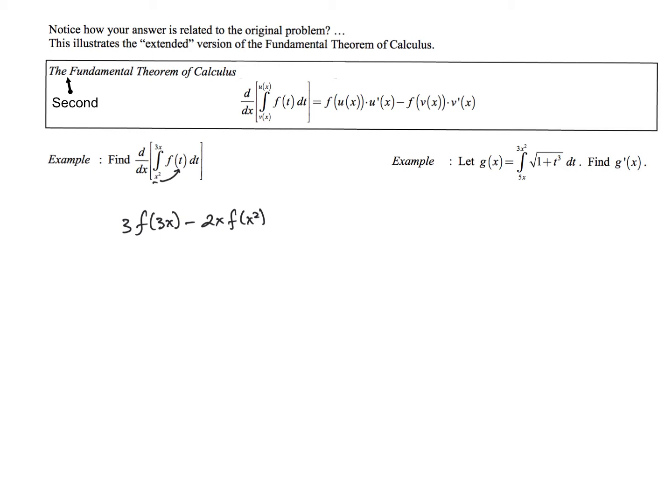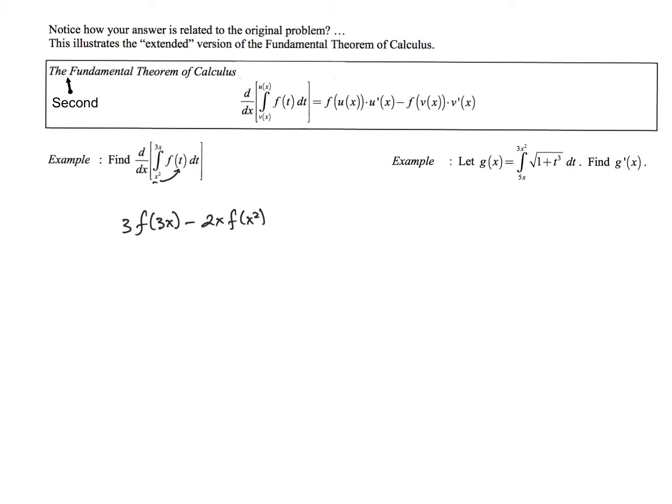All right, let's look at this next one. Now I have the integral from 5x to 3x squared. Again, I'm going from a variable to a variable, so I need to mix the first and the second fundamentals. So I have the square root of 1 plus t cubed. This is honestly not even antidifferentiable. I can't take an antiderivative of it, and that's why this second fundamental is so important. So I'm going to substitute in 3x squared.